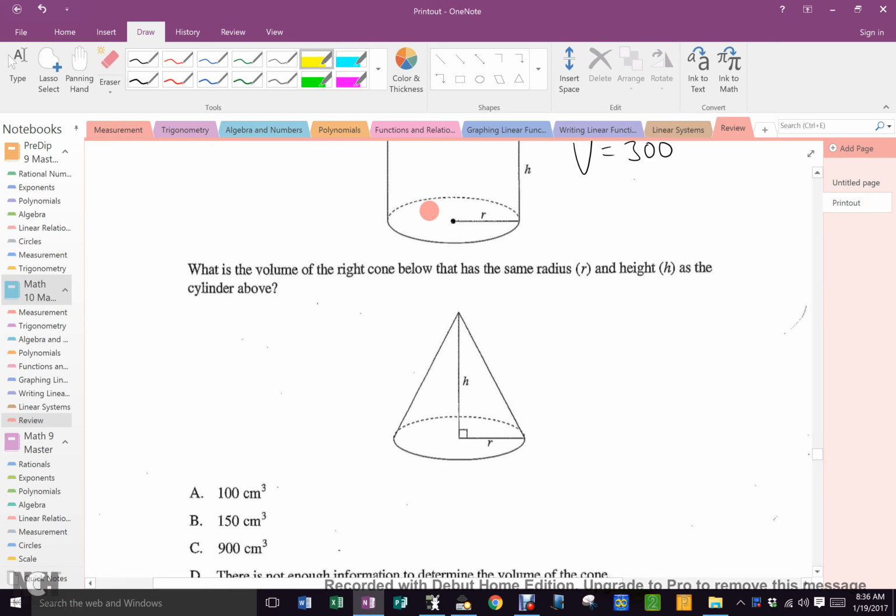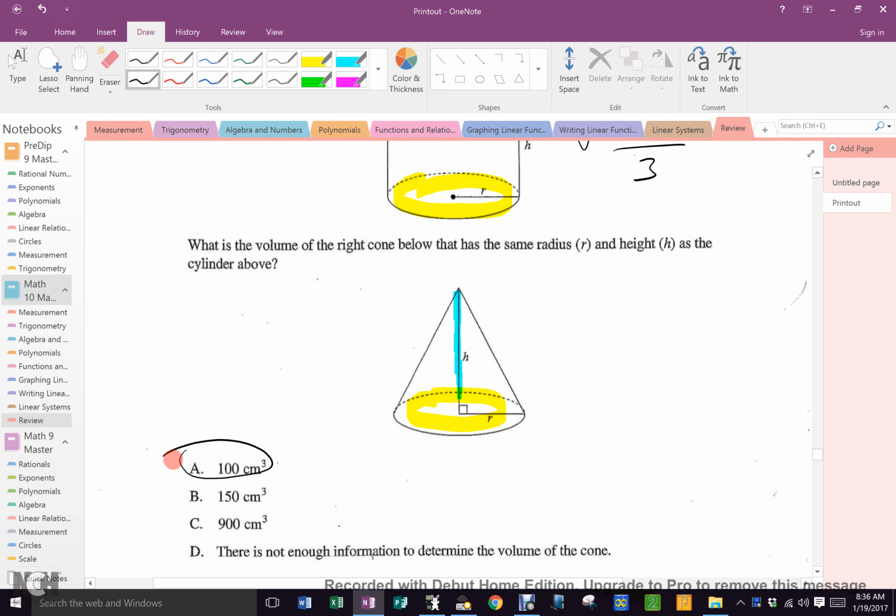Yep. So, it says it has the same. So since that is the same, and this is the same, then it must just be that divided by 3. Right? A lot of kids do this one wrong. They tell me there's not enough information because they can't do the formula. Right? Because did you ever get either the height or the radius? No. So a lot of kids put D.